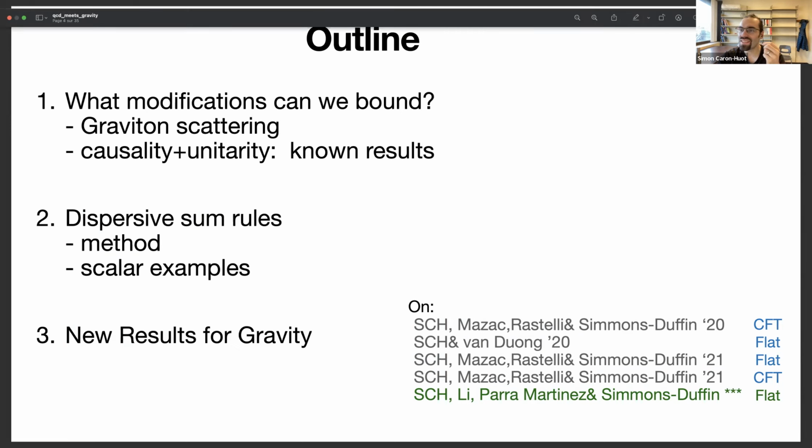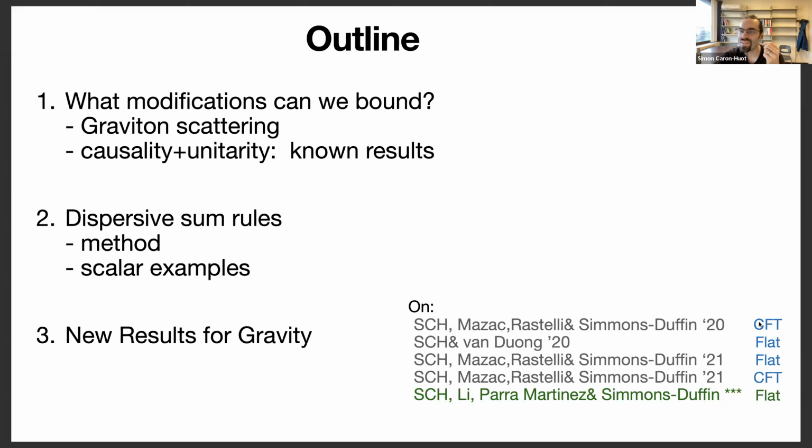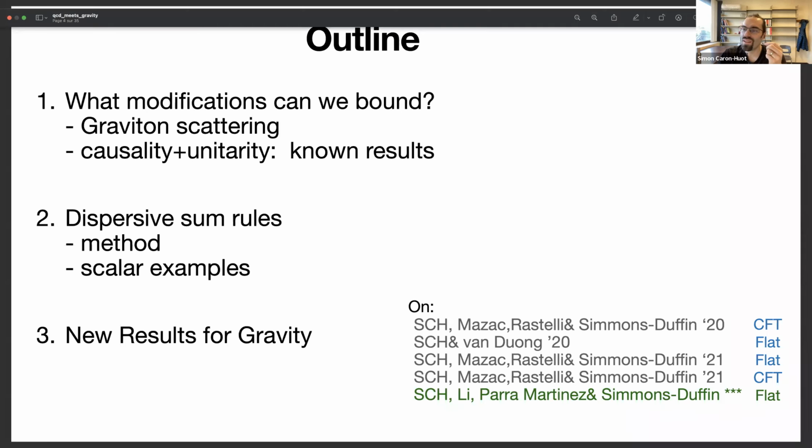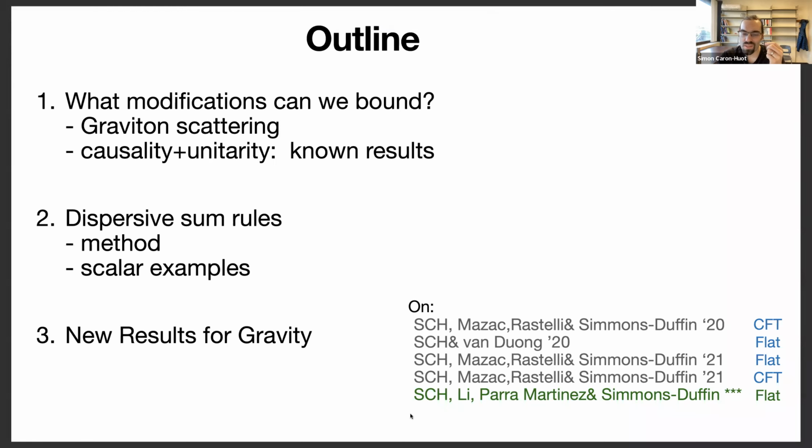Just notice that they alternate between CFT and flat space. It's been fun in this project to input intuition from both. But mostly I will present results from ongoing work.